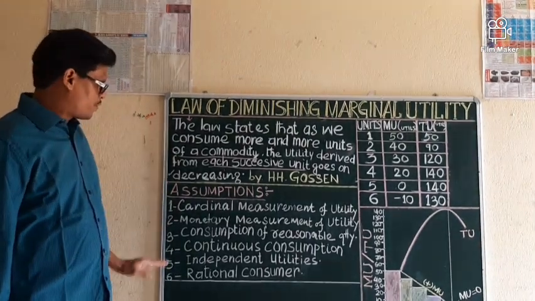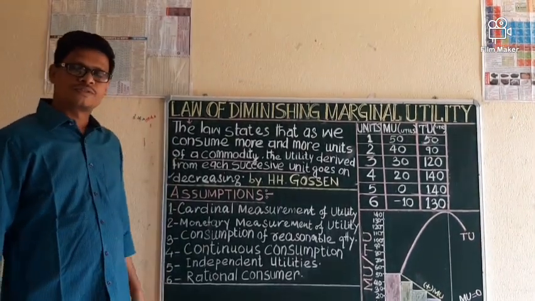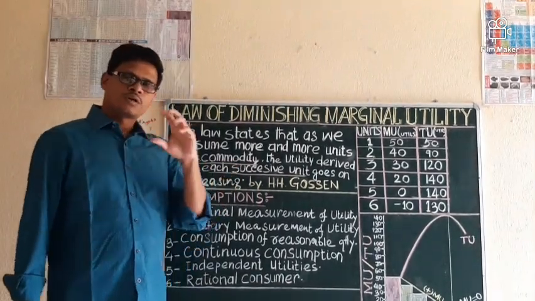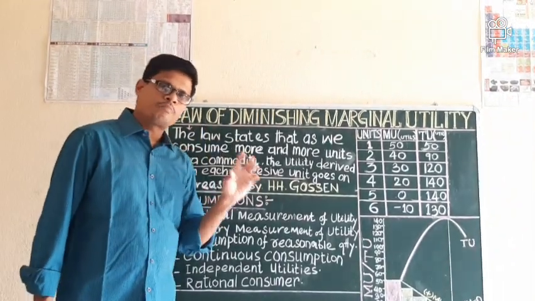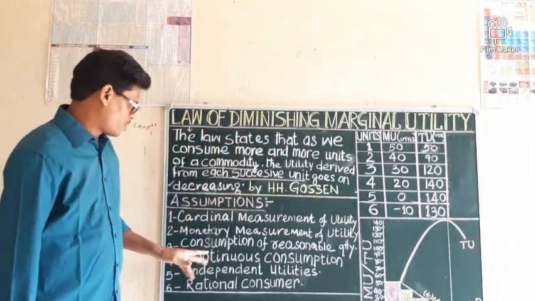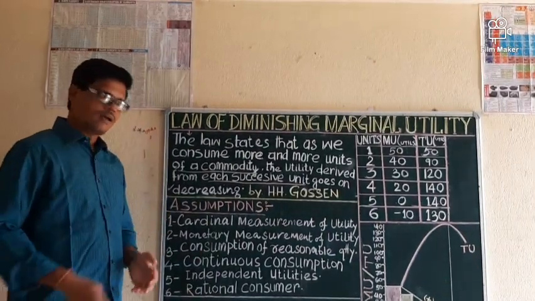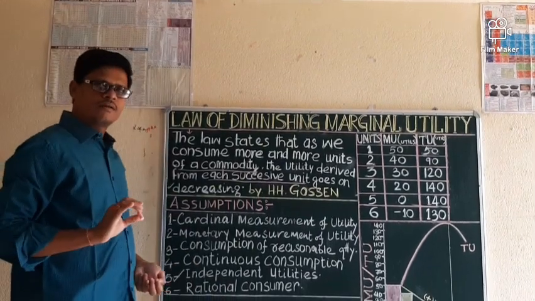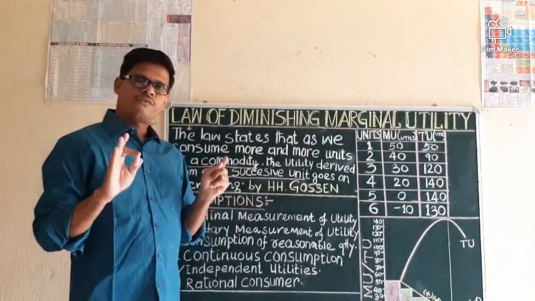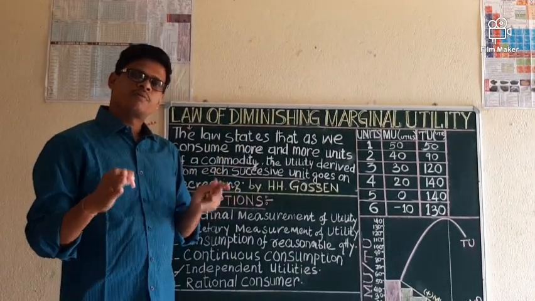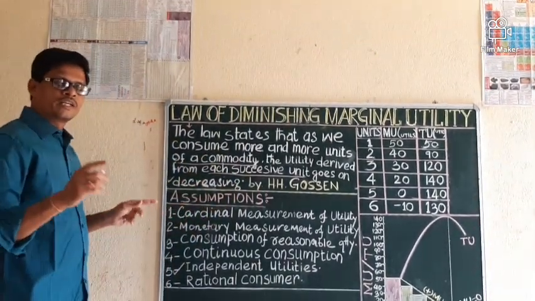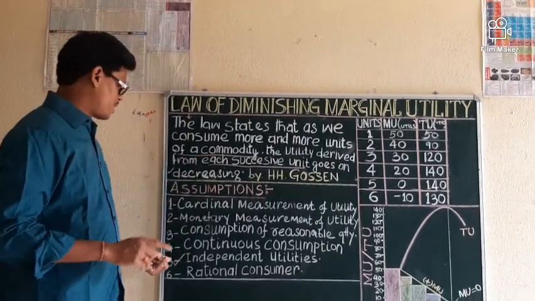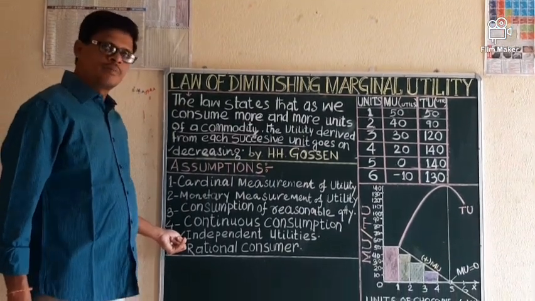Now coming to the fifth point, independent utilities. Suppose I am consuming Lotto Choco Pie as well as Golgappa. So the utility derived from Golgappa has no relation to the utilities derived from Lotto Choco Pie. Hence, the utilities of Lotto Choco Pie are independent from the utility derived from Golgappa. So here, different sets of goods will have different utilities. That is the reason we have assumed that utility is independent.